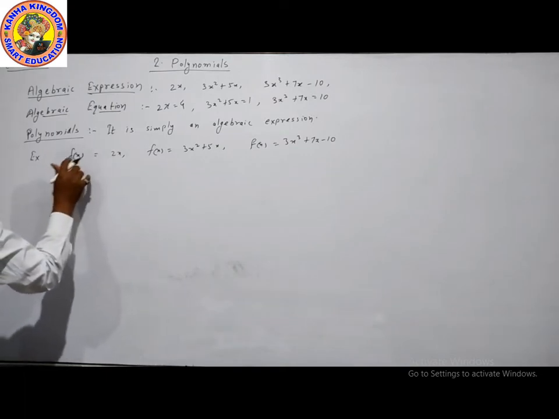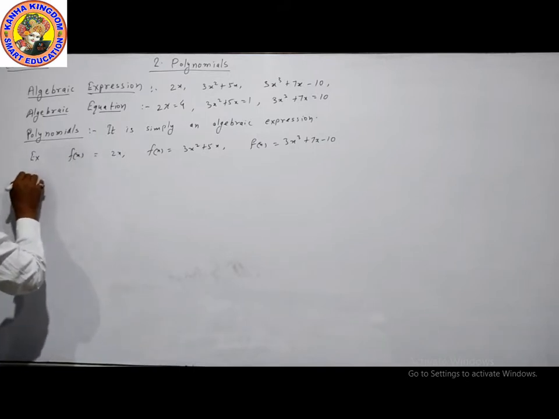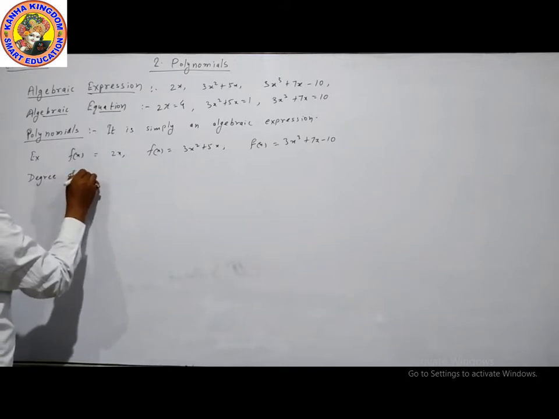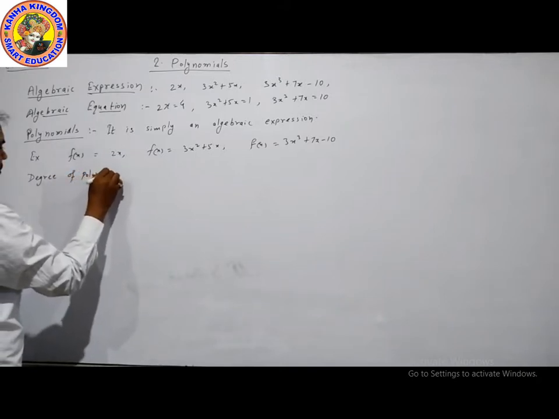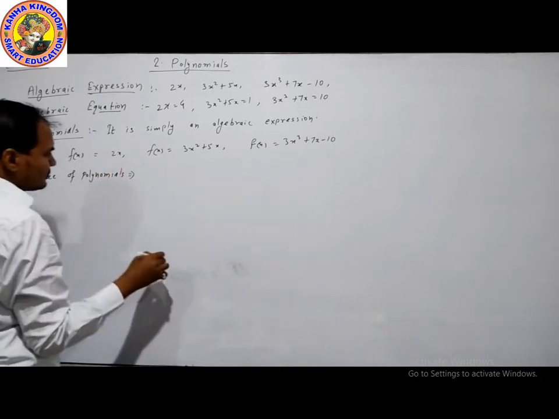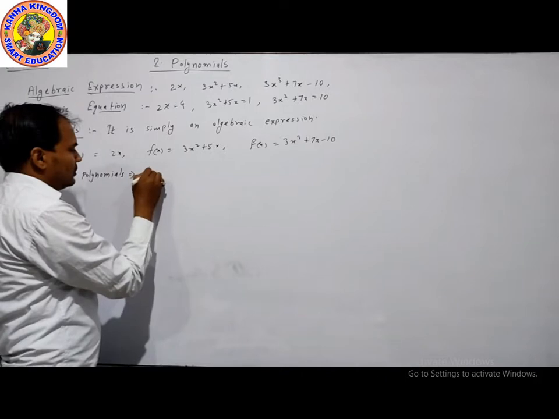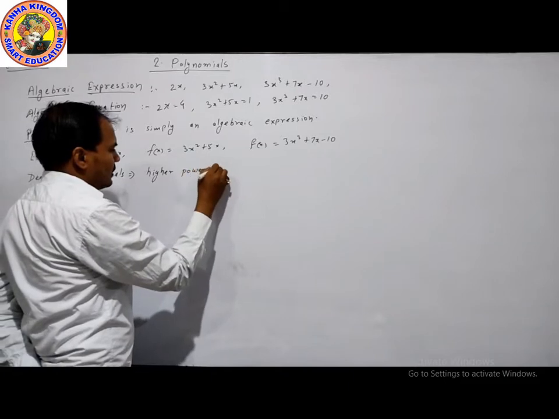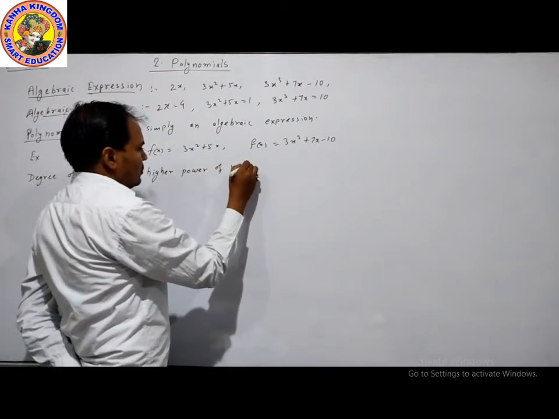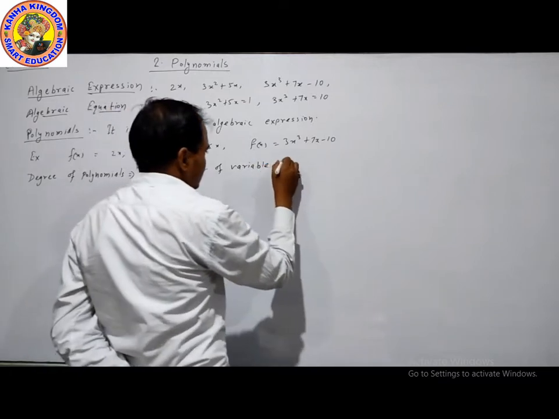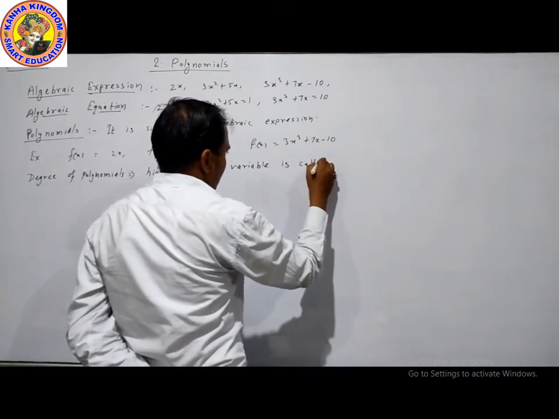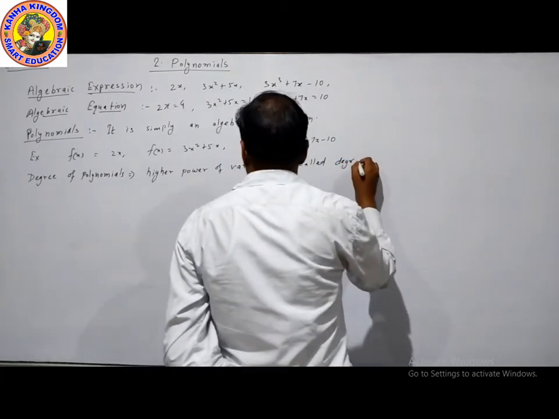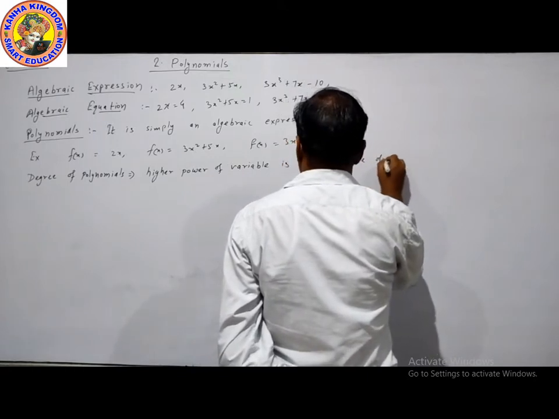Now, degree of a polynomial. The highest power of the variable is called the degree of the polynomial.